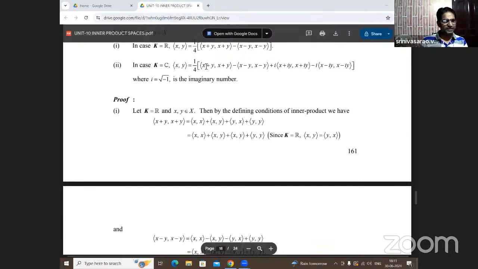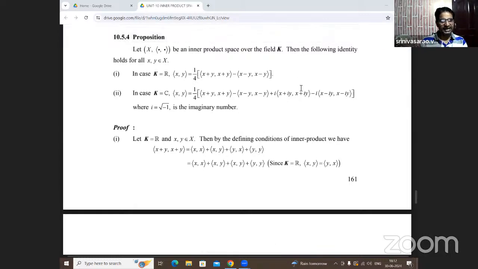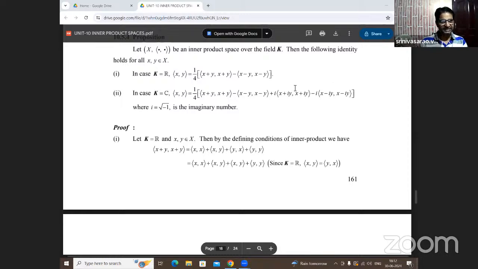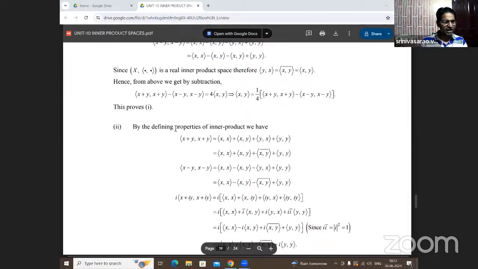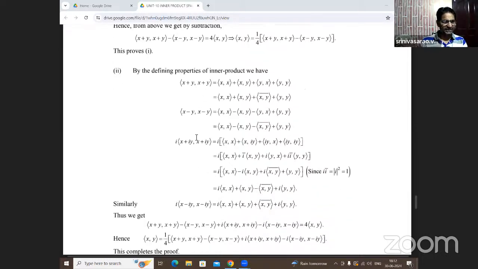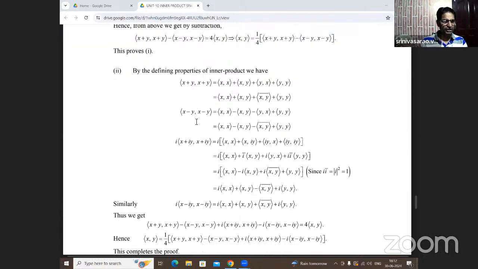Now, the inner product of x plus y and x plus y means the inner products of x and x, x and y, y and x, y and y. Second one, x minus y: x and x, x and minus y, minus y and x, and minus y and minus y. That is the B part. The C part is x and x, x and iy, iy and x, and iy and iy inner product values. So find the first, second, third and fourth values. You must calculate these four values in the second identity.